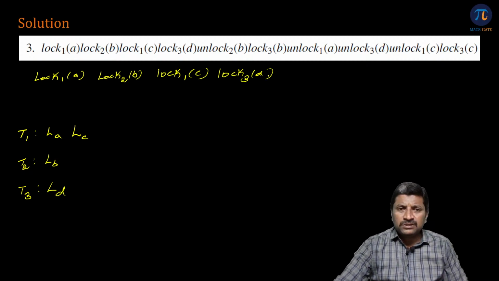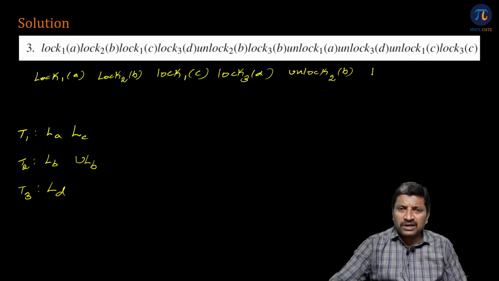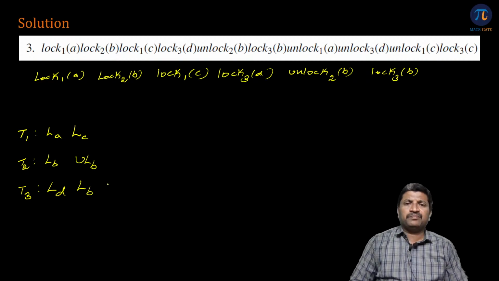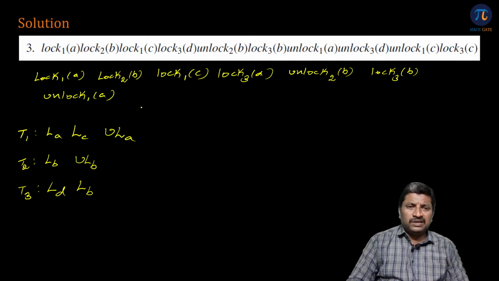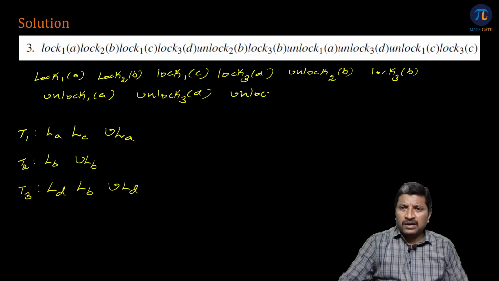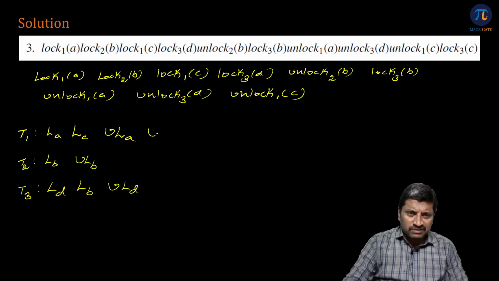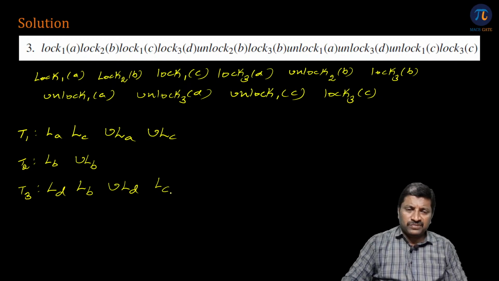Lock D. Then unlocks, right? Unlock 2 of B. 2 is releasing B. Fine. Then lock 3 of B. 3 needs B. So lock 3 also done, sir. Then unlock 1 of A. So 1 releasing A. Then unlock 3 of D. 3 releasing D, sir. Fine. Then unlock 1 of C. 1 releasing C. Fine. Then the last one is lock 3 of C. 3 requests C.